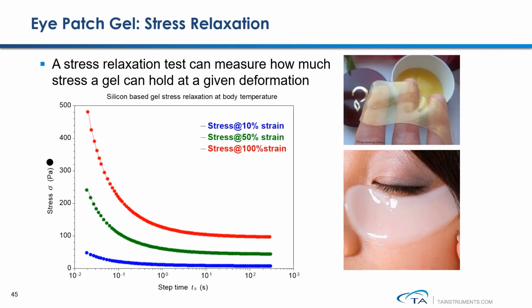Another case study we would like to discuss here is how we use a stress relaxation experiment to study the physical property of an eye patch gel. A stress relaxation test can be used to measure how much stress a gel can hold at a given deformation. Particularly from these results, you can see how much stress this gel patch can hold at a specific given strain, varied from 10% up to 100%.